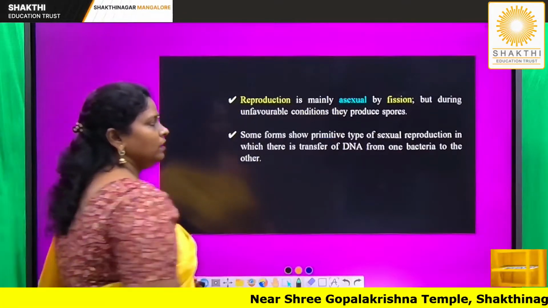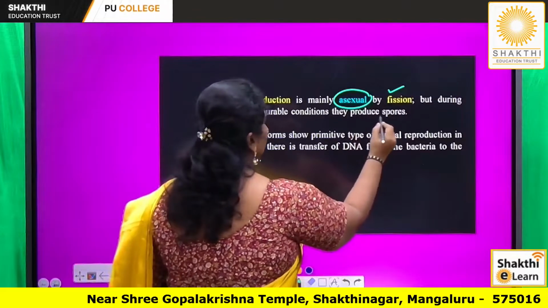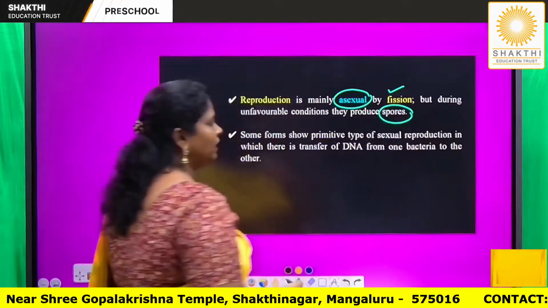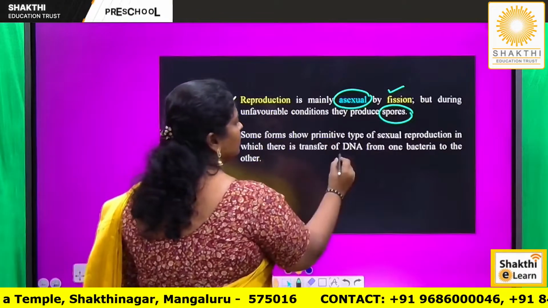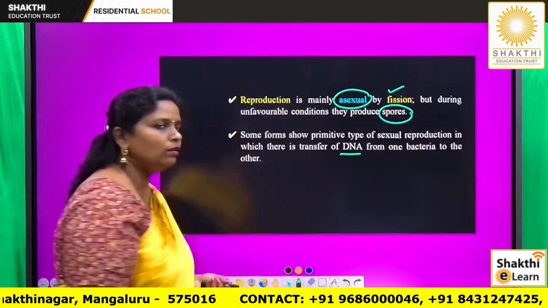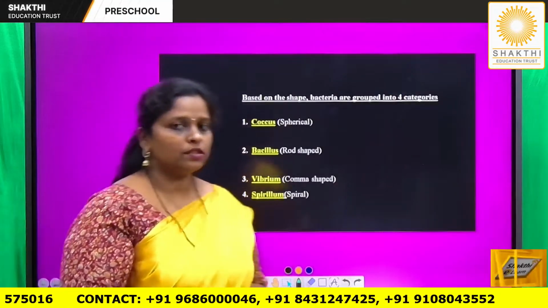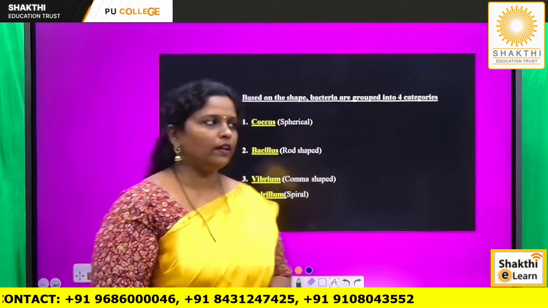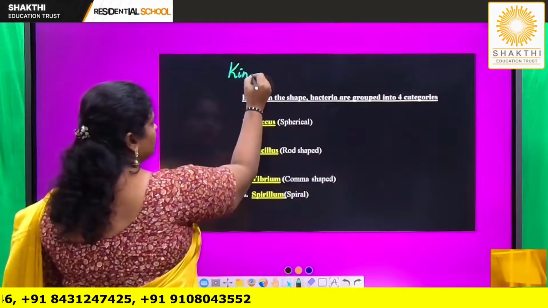Reproduction can be by asexual methods, by fission, or during unfavorable conditions, spore formation will take place. A very rare method of reproduction is transfer of DNA from one cell to another cell. So that was about important features of the first kingdom, that is Monera. These are the features of kingdom Monera that we just discussed.